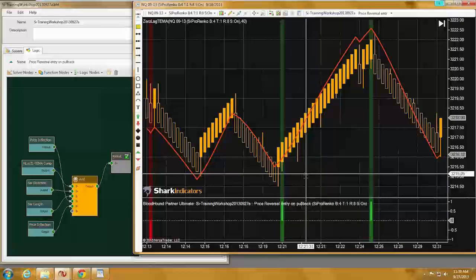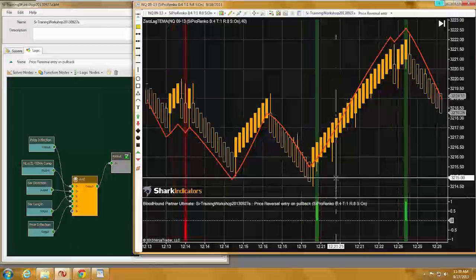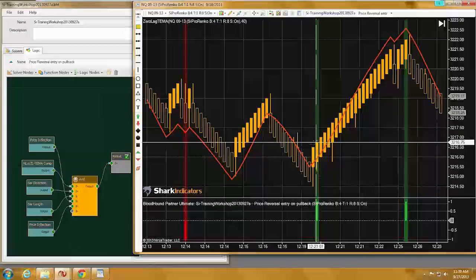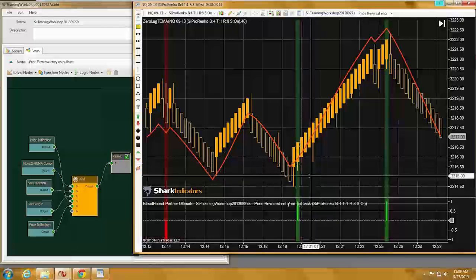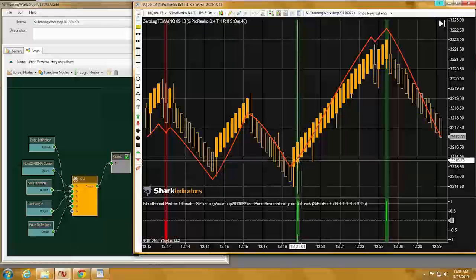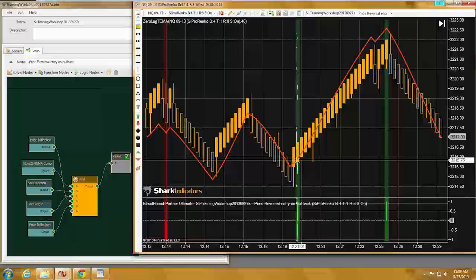So let's see. We're still getting some unwanted signals here. Well, I don't know, maybe this is wanted, but technically, see, the moving average is inside the body. So technically, we wanted to eliminate that. So we are getting a false long signal here.